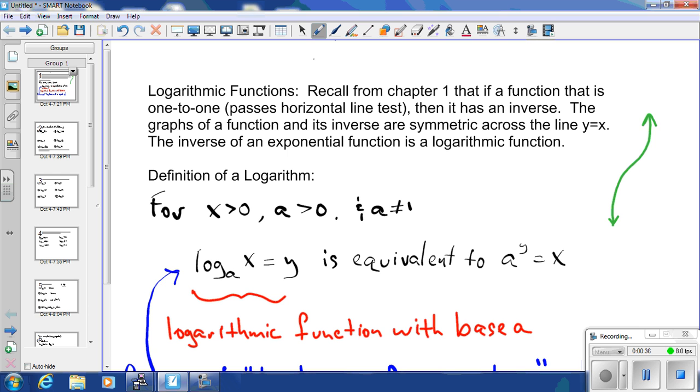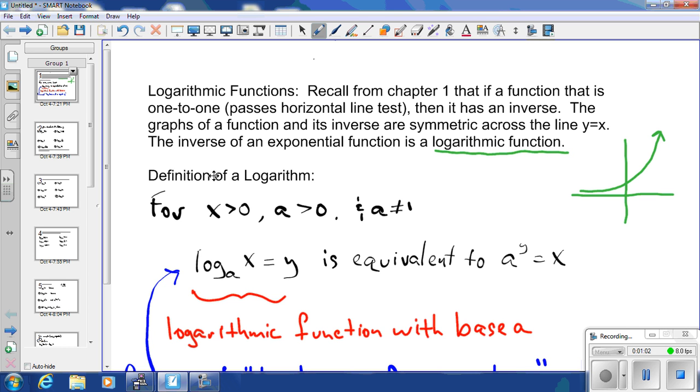Well, the graphs that we were looking at in the previous section, the exponential graphs, do in fact pass the test. We saw graphs that look something like this. Those pass the test. So these have inverses. Well, as it turns out, the inverse of an exponential graph is a logarithmic function.